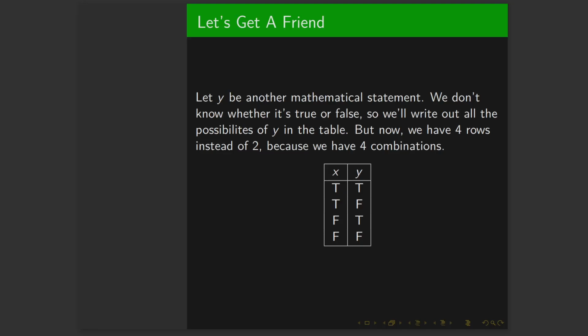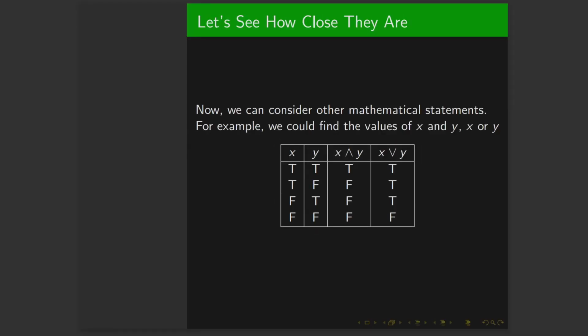This means that there's two things x can be, true or false, and there's two things y can be, true or false. So when you multiply those together, you get 4 different combinations. So you can either have true, true; true, false; false, true; or false, false. And these are the 4 combinations we have. And now we can combine these together. So let's just look at some nice conjunctions. So let's look at x and y.